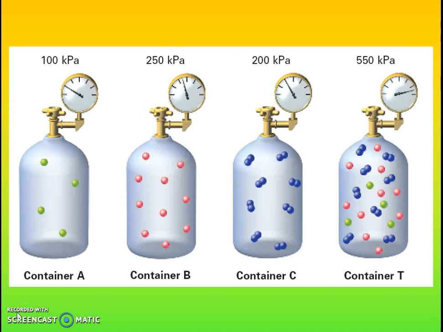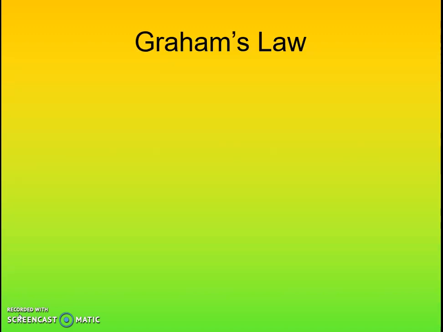I could also rework that formula, and if I knew the total pressure was 550, I knew that gas A contributed 100 kilopascals of pressure and gas B contributed 250 kilopascals of pressure, I could determine what pressure must be coming from C by taking the total and subtracting those two partials from it. Graham's law takes a look at how gases move.